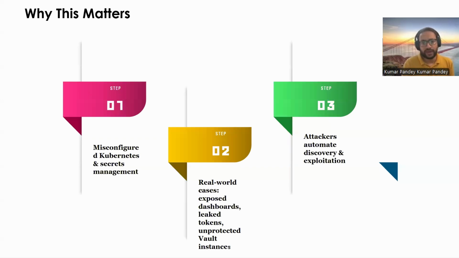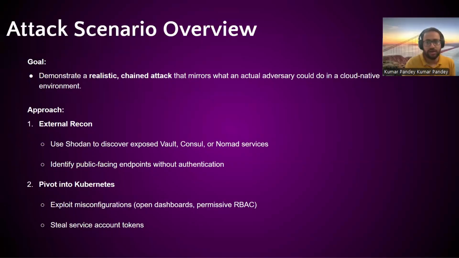So, why does this matter? First, misconfigurations in Kubernetes and secret management. Because of them, there are lots of real-world cases like exposed databases, leaked tokens, and unprotected Vault instances. If we merge all of this together, the attacker automates the discovery and exploitation part and then carries out the attacks. Let me walk you through the attack scenario.